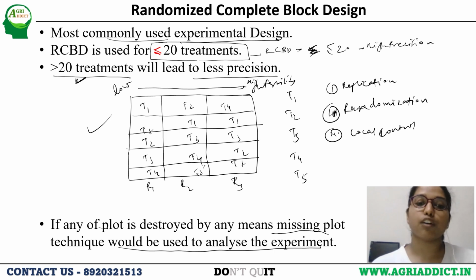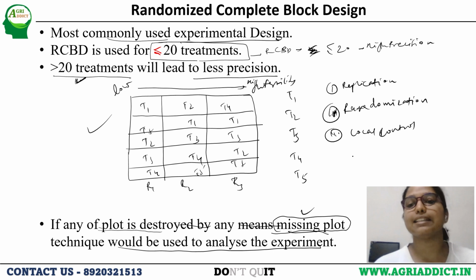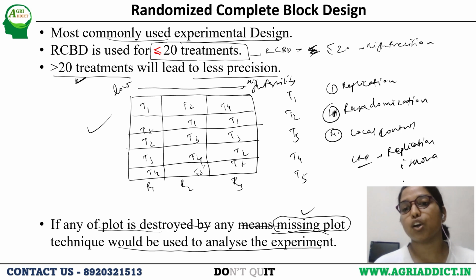If any of the plots is destroyed by any means, here we have to use the missing plot technique. In CRD, we said that replication is not a source of variation.